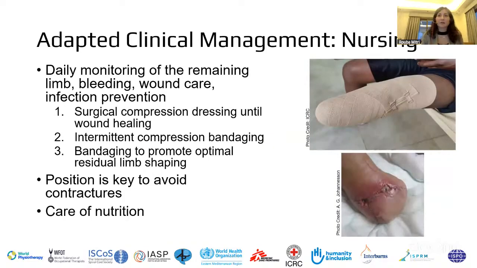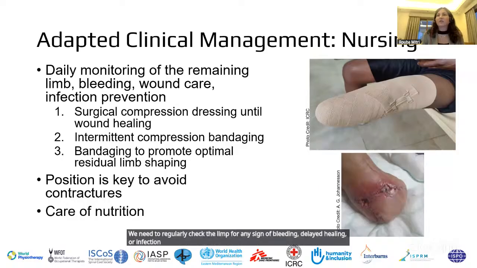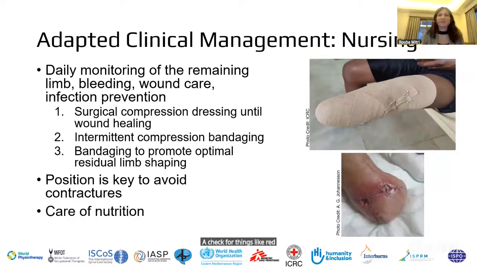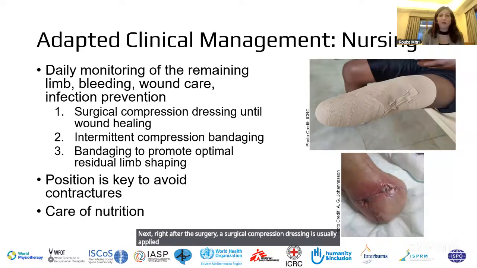On this slide, we're focusing on how daily monitoring is essential. We need to regularly check the limb for any sign of bleeding, delayed healing, or infection, checking for things like redness, swelling, unusual discharge. Next, right after the surgery, a surgical compression dressing is usually applied. This helps to control swelling, protect the wound, and support the healing.